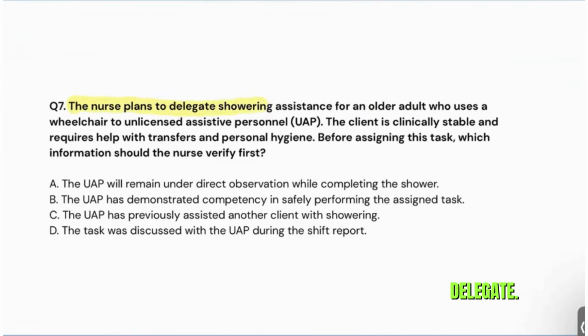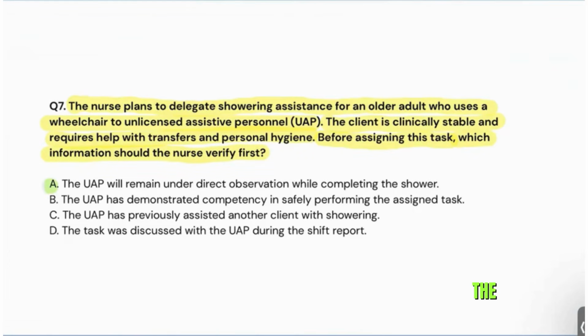The nurse plans to delegate showering assistance for an older adult who uses a wheelchair to unlicensed assistive personnel or UAP. The client is clinically stable and requires help with transfers and personal hygiene. Before assigning this task, which information should the nurse verify first?